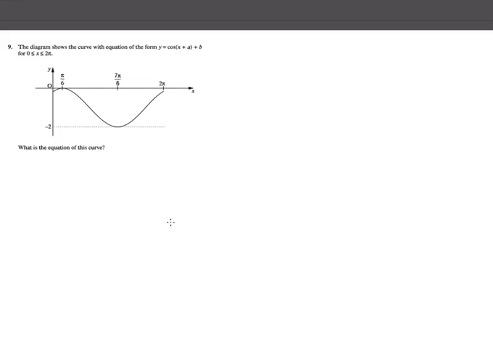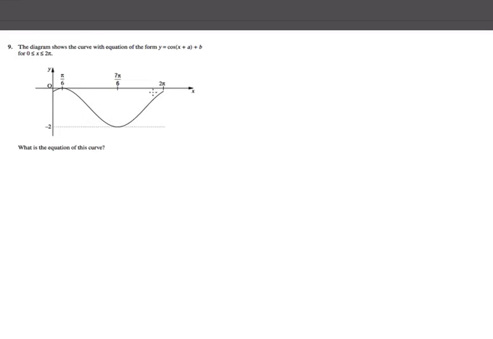This is question 9, Higher Maths Paper 1, 2012. We have a curve shown here, and we're told it's y equals cosine of (x plus a), plus b at the end. It's shown from 0 up to 2 pi, so we're using radians. It asks, what is the equation of the curve? In other words, what would a and b be?